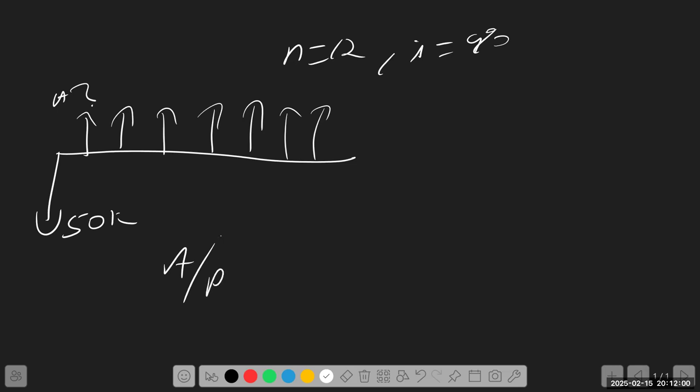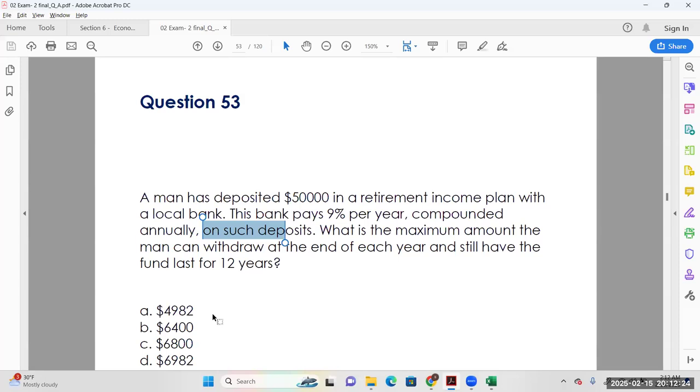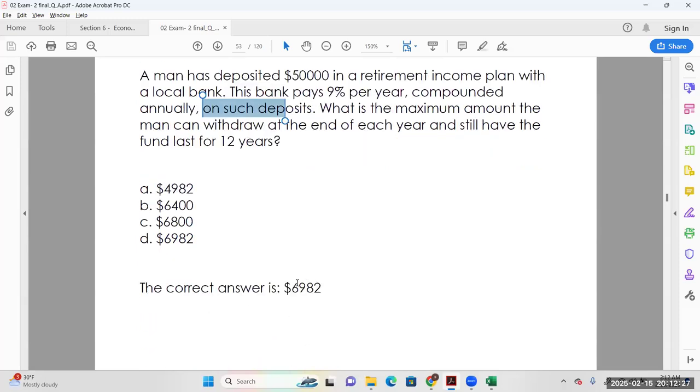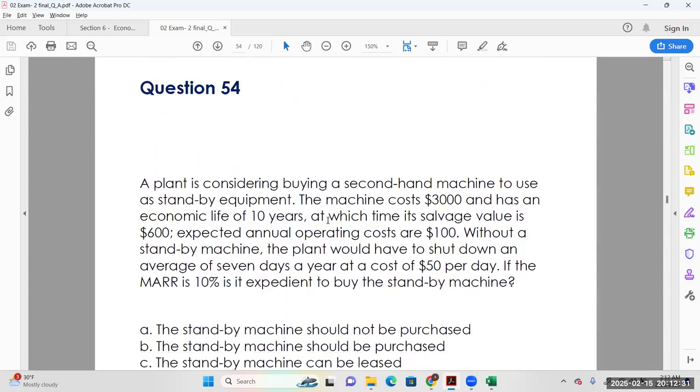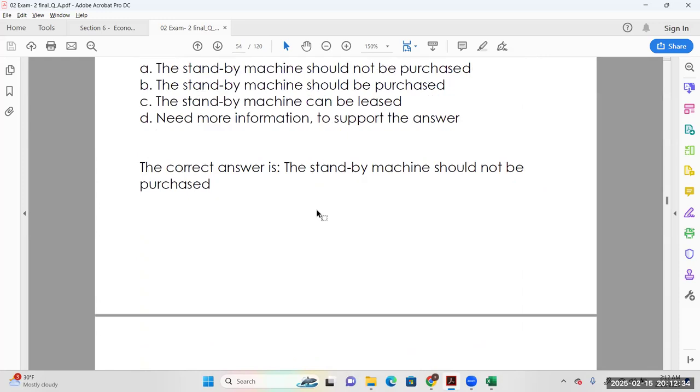How will we calculate? We'll use this one, A by P, right? Future 0, present 50,000. Calculate. I got 6,634. How much? 6,634. Yeah, 6,682 is the answer, correct. Good.